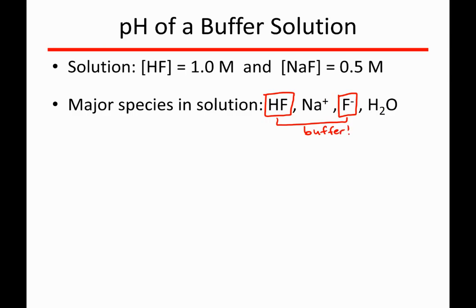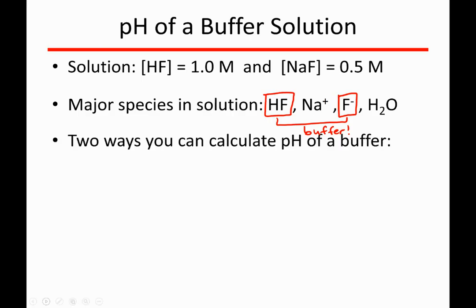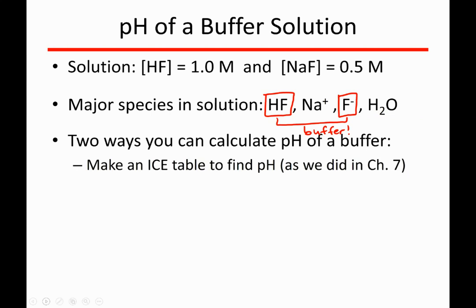Now, by identifying that you have a buffered solution, that will dictate where you go next in solving this problem. There are two ways that you can find the pH of a buffered solution. One option is you can write the dissociation reaction of HF, right? HF is at equilibrium with H+ and F-, and then make an ice table to find the pH like we did back in chapter 7.